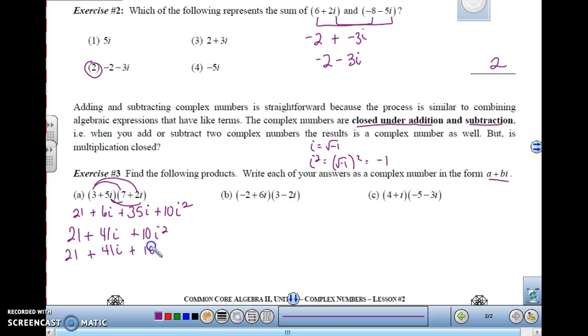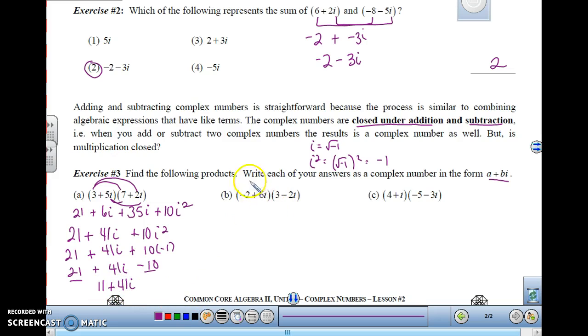So this is 10 times negative 1, which will be negative 10. So 21 plus 41i minus 10. Combine these, 21 and negative 10 will give me 11 plus 41i. So if you have an i squared or anything other than i in the problem, you need to simplify it. All right, so this is in a plus bi form.